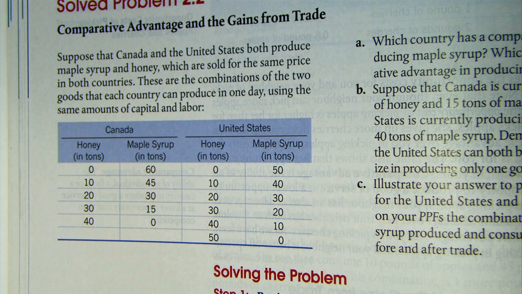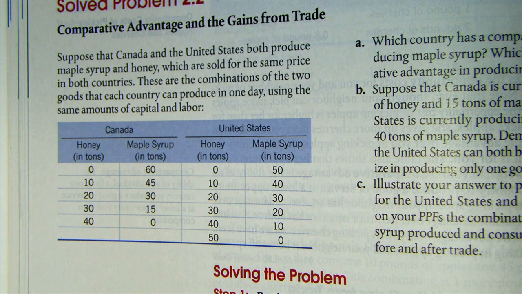Now for maple syrup, what's the opportunity cost for Canada for producing maple syrup? 10? Because to get from 0 to 15, don't they have to lose 10? That's right. So 10, and then you have 15 maple syrup, you have to give up 10 honey. So to get this to 1, divide by 15, divide that by 15, we end up with 0.67.